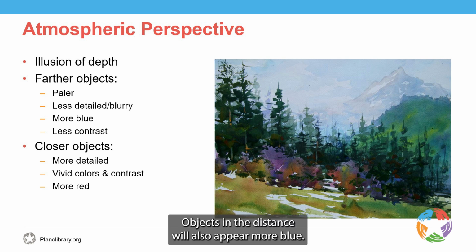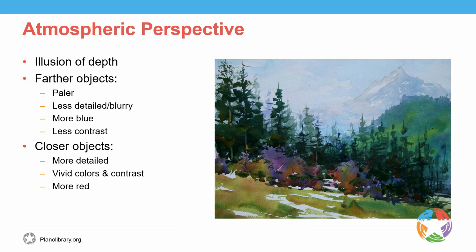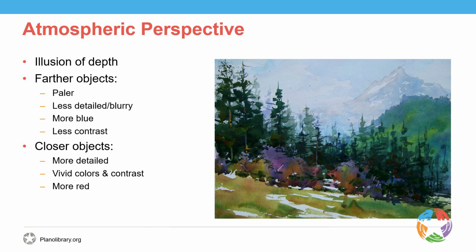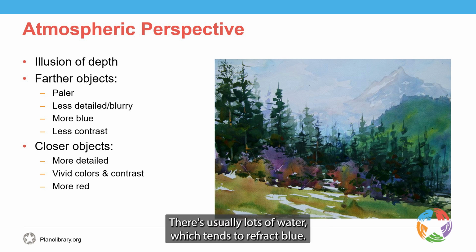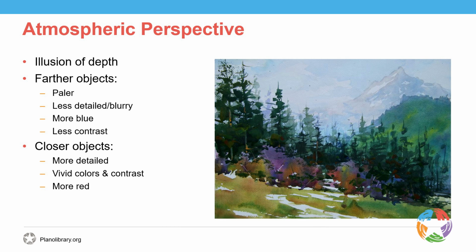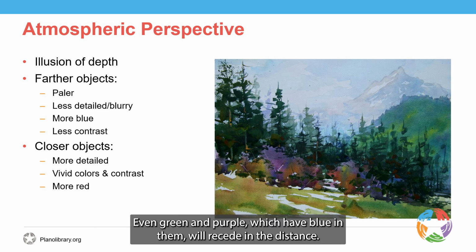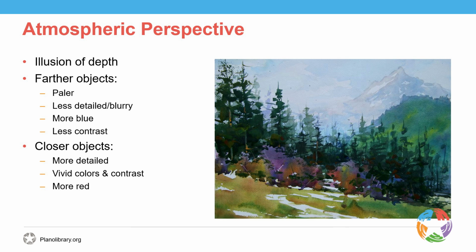Objects in the distance will also appear more blue. This is because of how light refracts in the particles of our atmosphere. There's usually lots of water, which tends to refract blue. In watercolor, we can mimic this by using blue pigments. Even green and purple, which have blue in them, will recede in the distance.